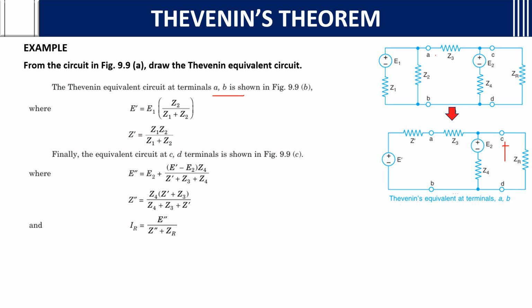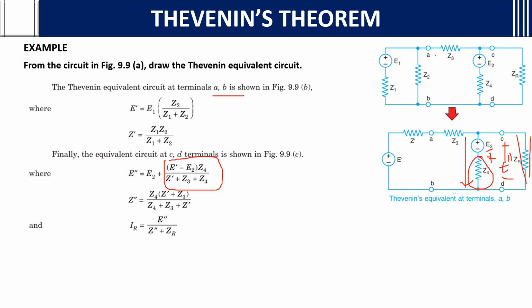Then you will find the Thevenin equivalent voltage E double dash here. E double dash is equal to what? We want the voltage across this. To get the voltage across this, E2 plus the voltage across this resistance. To find the voltage across this resistance, apply the voltage dividing rule. By applying the voltage dividing rule, we need the whole voltage. What is the whole voltage?